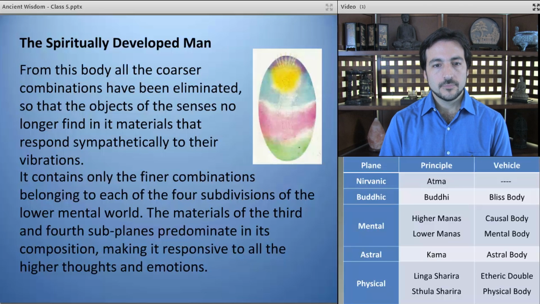The spiritually developed man. From this body, all the coarser combinations have been eliminated, so that the objects of the senses no longer find in it materials that respond sympathetically to their vibrations. It contains only the finer combinations belonging to each of the 4 subdivisions of the lower mental world. The materials of the 3rd and 4th subplanes predominate in its composition, making it responsive to all the higher thoughts and emotions.